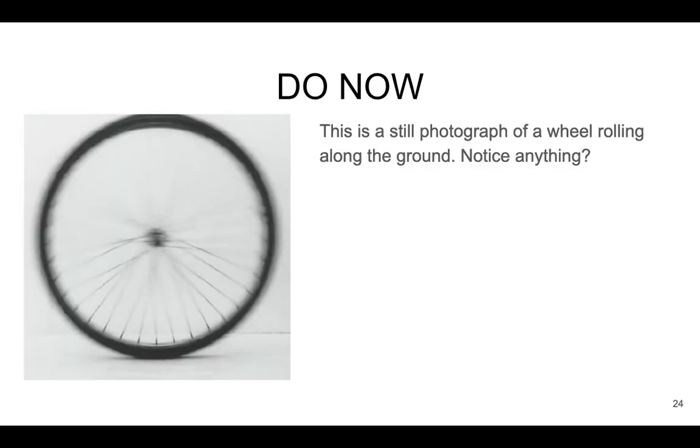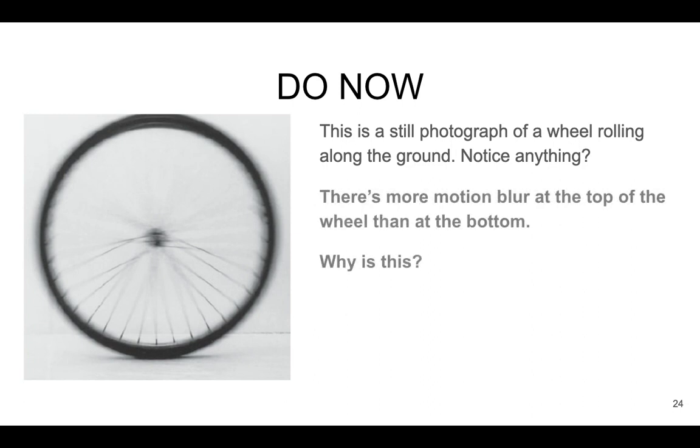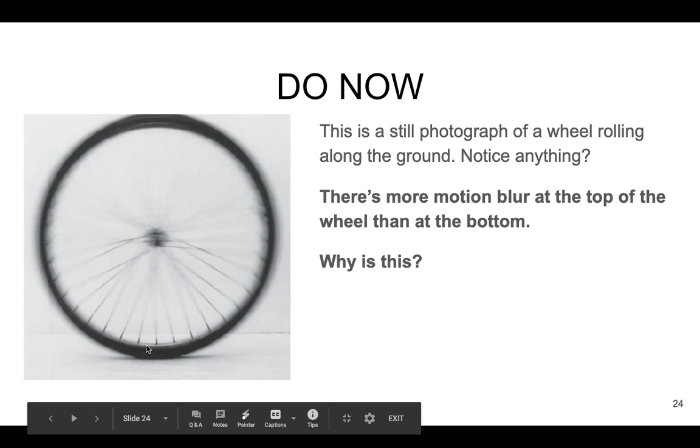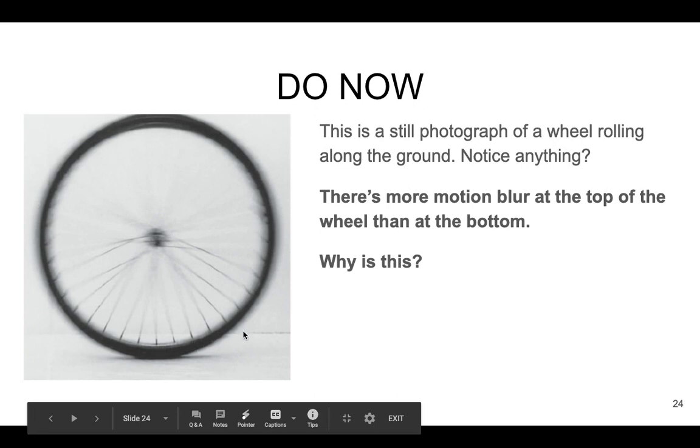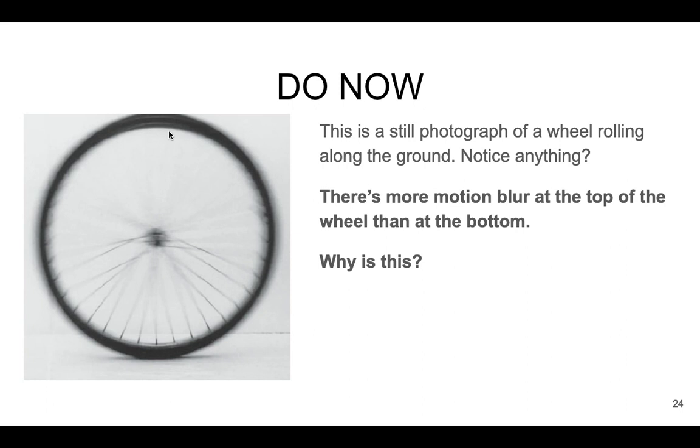So here is a photo of a wheel. Take a look at this photo and see if you notice something unusual about it. The unusual thing is there seems to be a lot more motion blur at the top of the wheel than there is at the bottom. If you look at the bottom, you can see the little points where the spoke connects to the rim are fairly sharp. As you go higher and higher up the wheel, they get increasingly blurry until when you get all the way to the top, you can't even really see them at all.